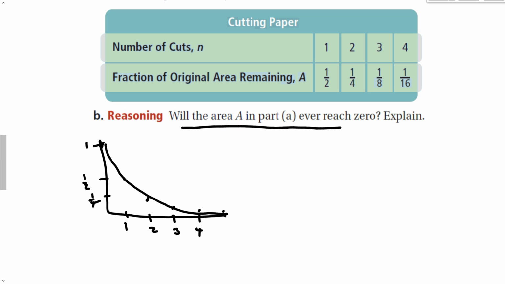And will it ever reach zero? The answer is no, because you can always cut half of it. And the denominator will continue to get larger and larger, but it will never actually be zero. Now, of course, that's not realistic. Can't actually cut a paper an infinite amount of times. Eventually, the piece of paper will be so small that you can't actually get your scissors to cut it. But for mathematical purposes, we can say that it's not possible.